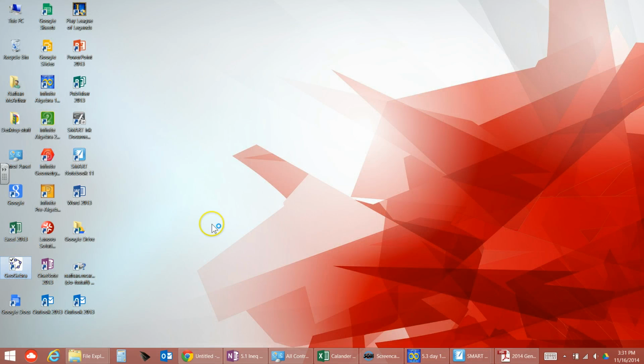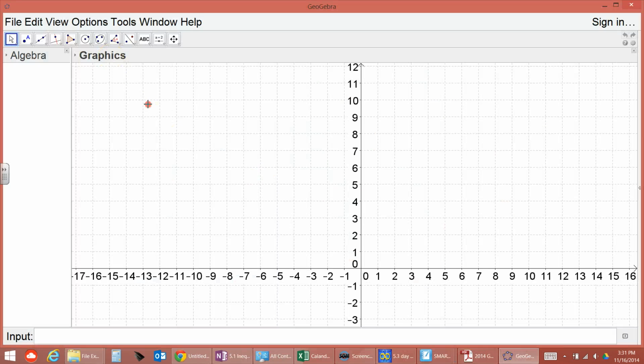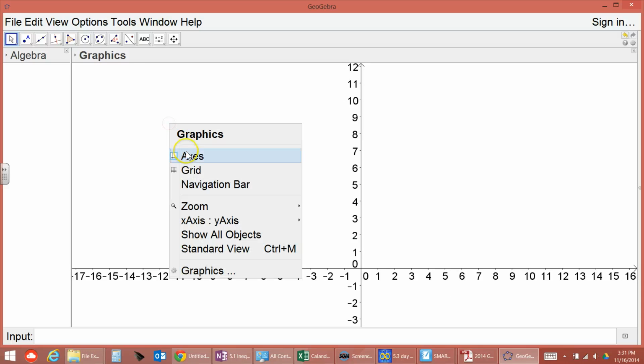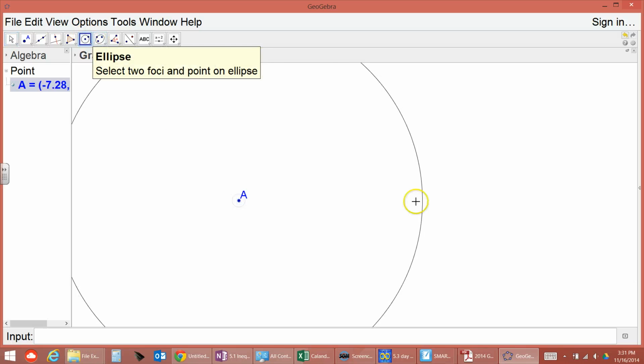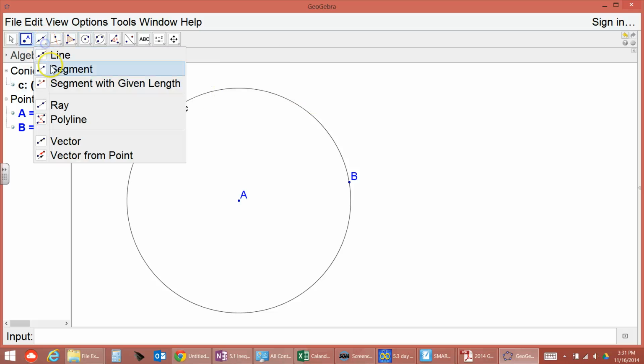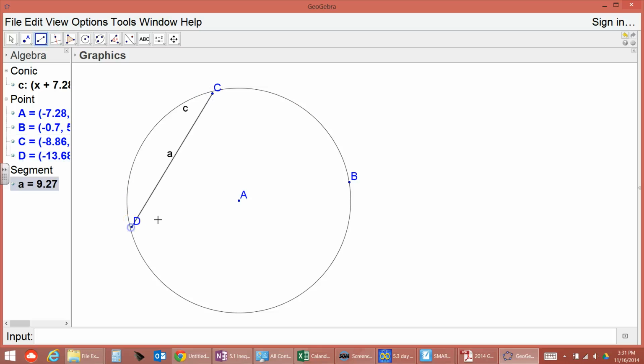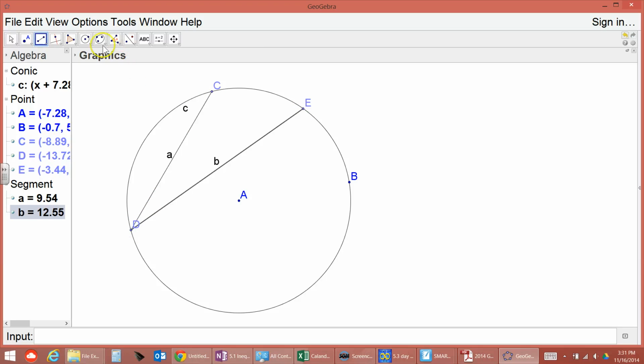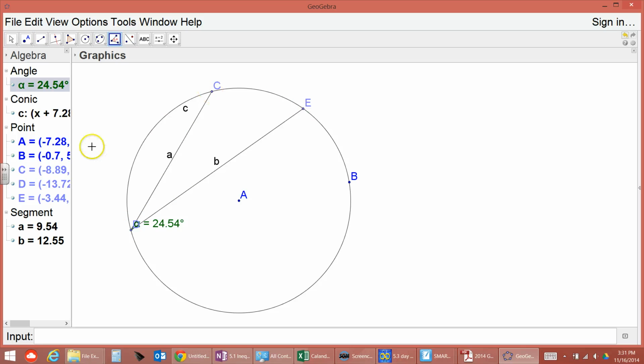Okay, let me see if I can get to my desktop here. I'll open up a GeoGebra file. We talked about this in class a little bit, but I want you to be able to see it. If I draw a circle here, and then I put some points and segments on here, let's see if I can draw an angle. Nope, I want it to be on the circle. Okay. So here's my angle, and I can measure the angle here. Okay, so it's 24.54 degrees.